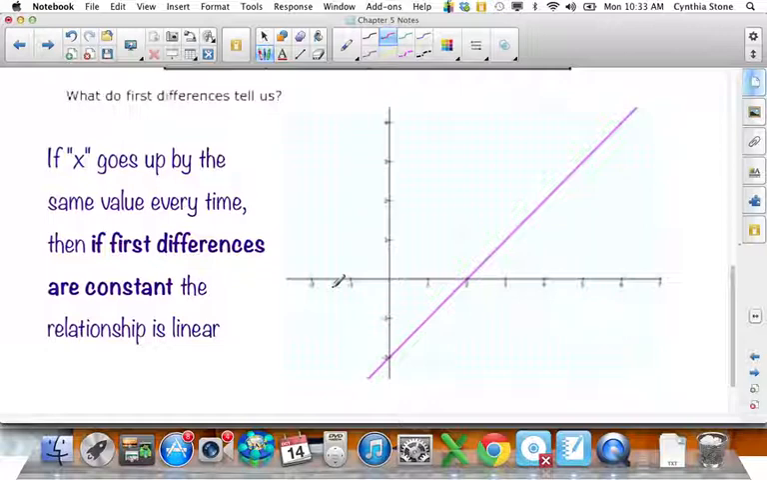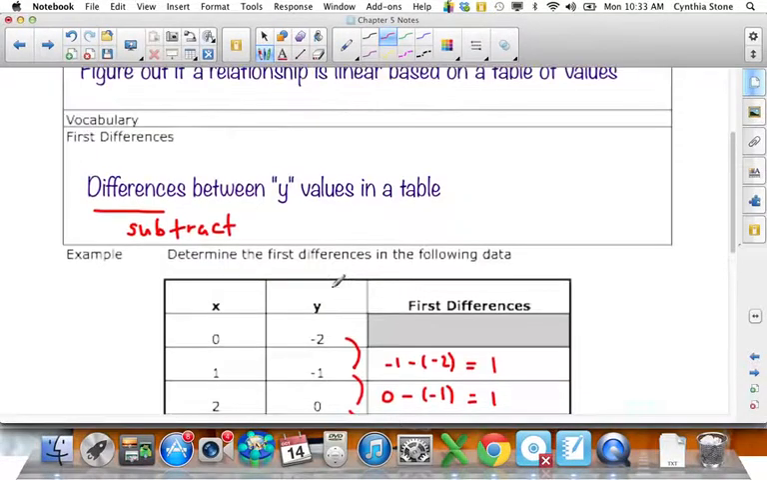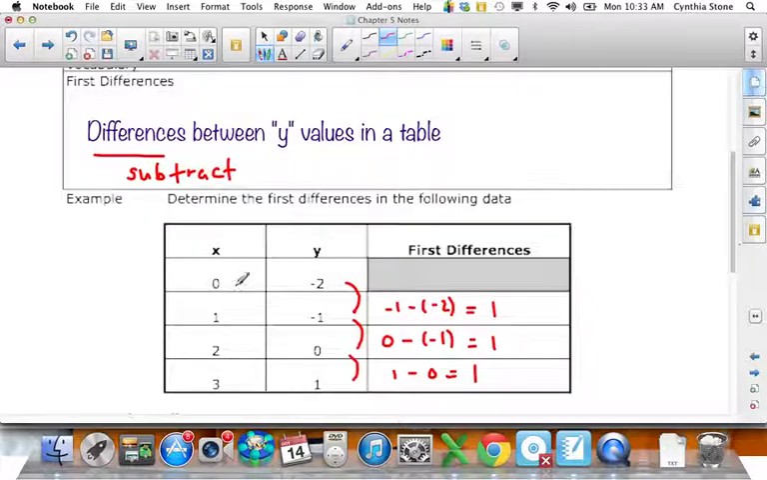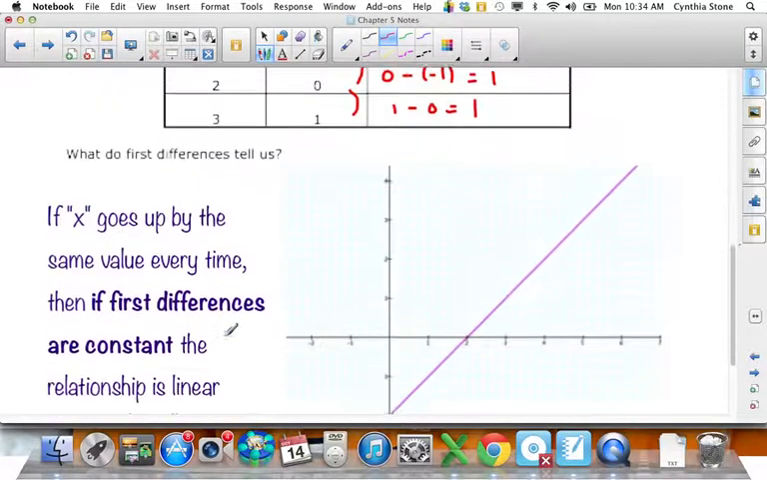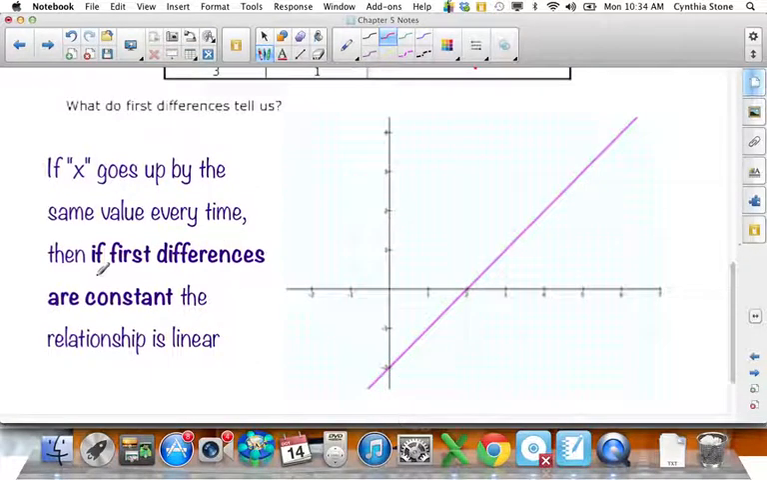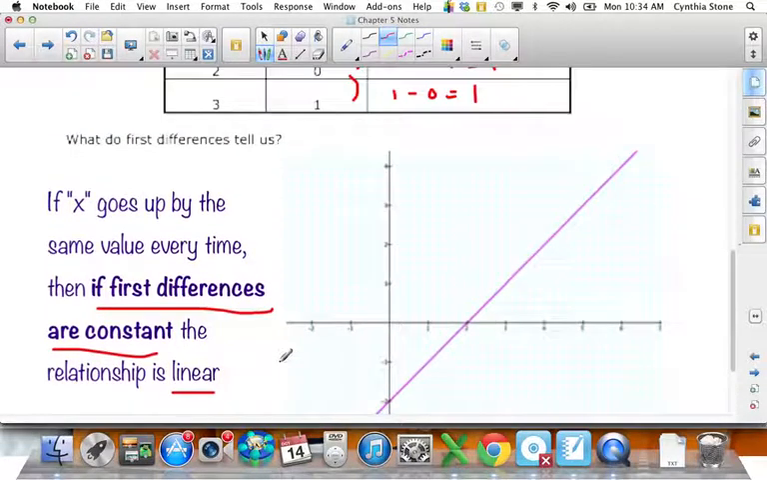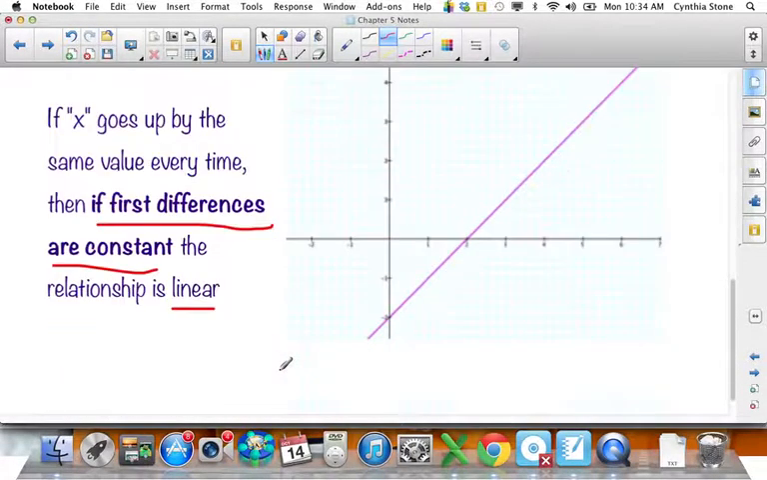Well, if x goes up by the same value every time, you'll notice that in this table of values x goes 0, 1, 2, 3. So it's always going up by 1. It could be 1 or it could go up by 2s. It could be 0, 2, 4, 6, 8. But as long as it's going up by the same number every time, and if the first differences are constant, that means my relationship is linear. And if I graph it, I'd get a straight line. So linear means if you plotted the data, you'd get a straight line. And that's what first differences tells us. It also tells us something else in a special case, but we'll get to that.